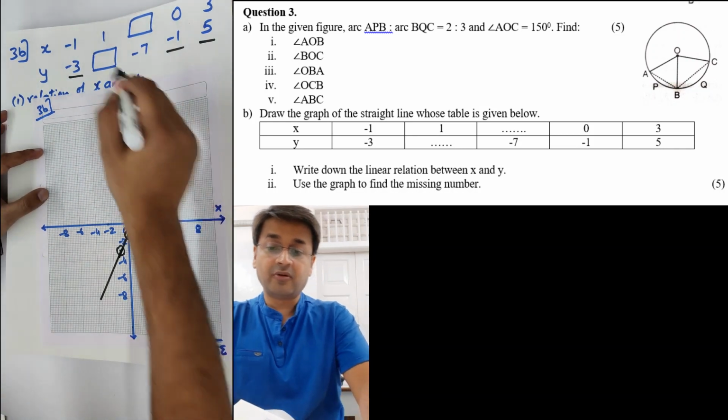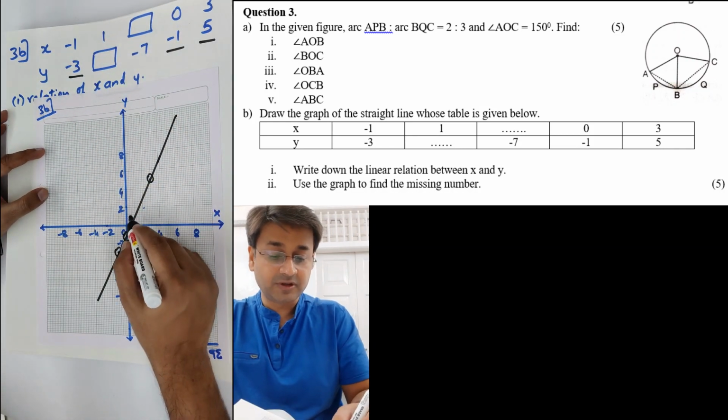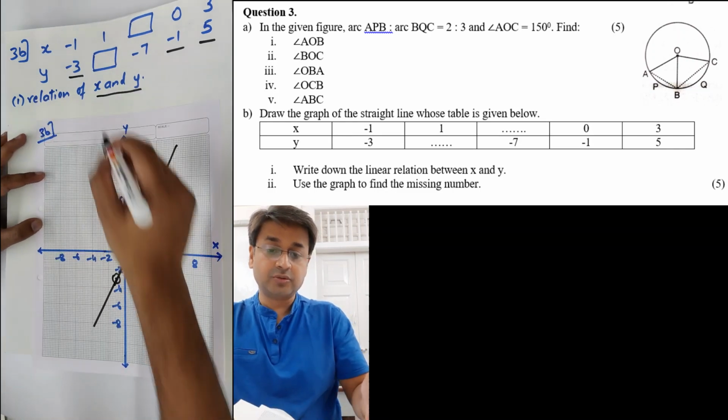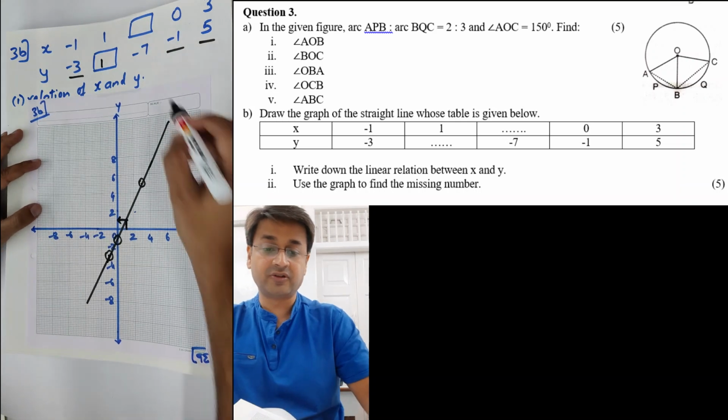And now if x is 1, what will be the value of y? So obviously this is the line you're going to draw. So you will say x is 1, y is 1. So the first one we got.